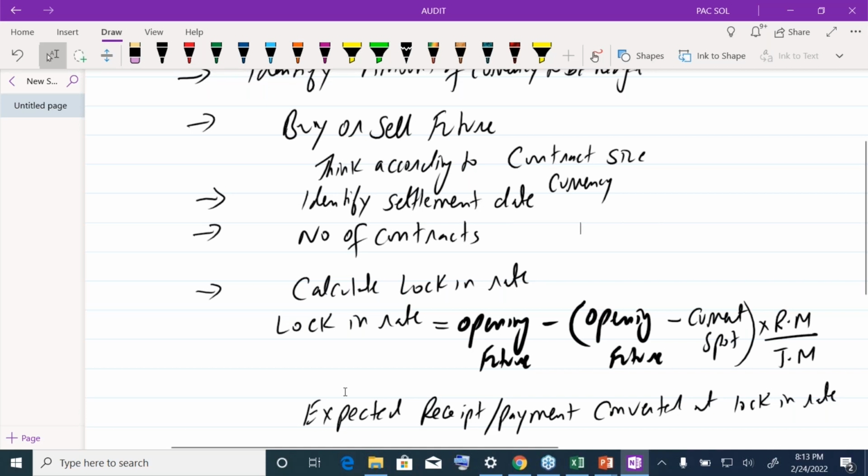Current spot rate will be given, don't worry about it. Current spot rate will be given, opening future will be given, so the lock-in rate will always be calculable. Then the last step is to convert the expected receipt or payment at the lock-in rate. That's it. Opening future means the current future price, which you have selected in part B.